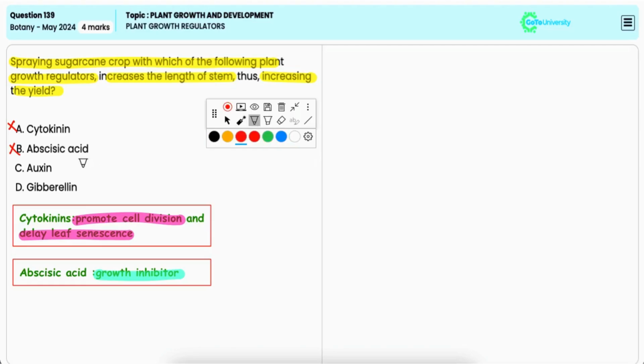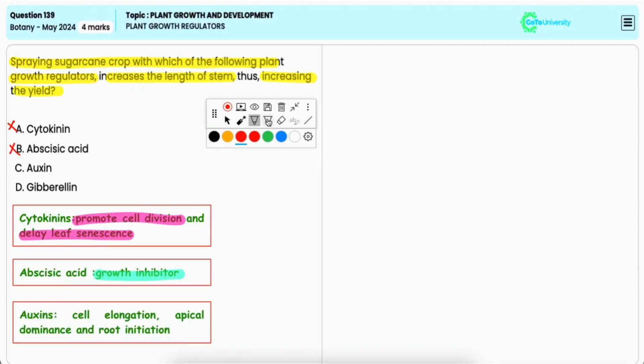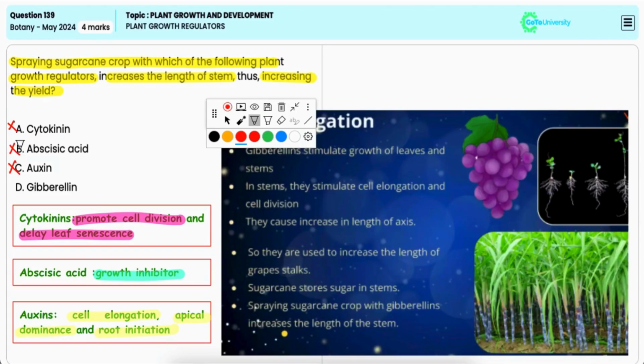Option C, auxin. Now, auxins promote cell elongation and are involved in apical dominance and root initiation. However, their role in increasing sugarcane stem length is limited as compared to gibberellins. Hence, it is incorrect. Option D, gibberellin.